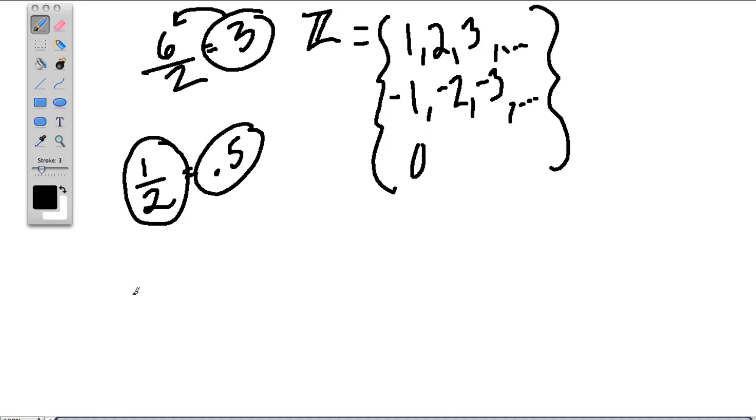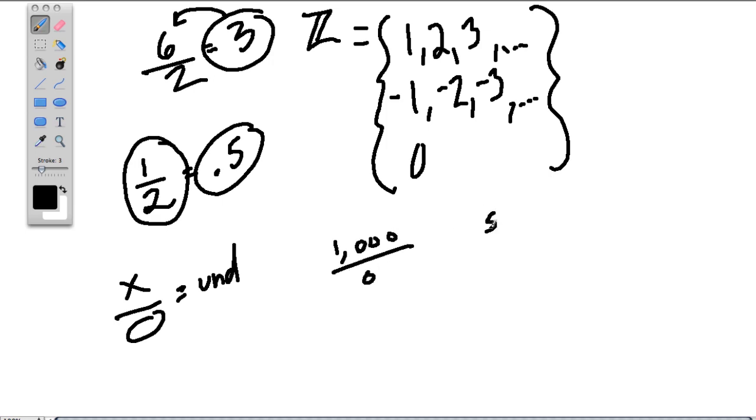However, there's an important thing to remember: on any calculator where you enter a division by 0, what you will get is something like this, undefined. So any number, x, divided by 0 is undefined. Doesn't matter if you take 1,000 and divide it by 0, or 5.24 and divide it by 0, or 5, or -5. All of these have no meaning.